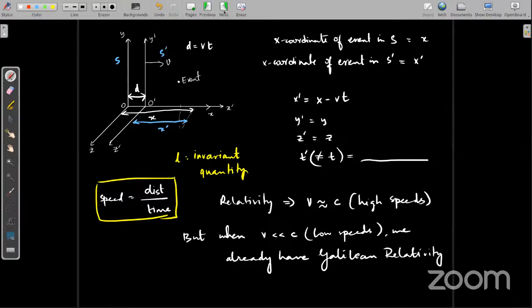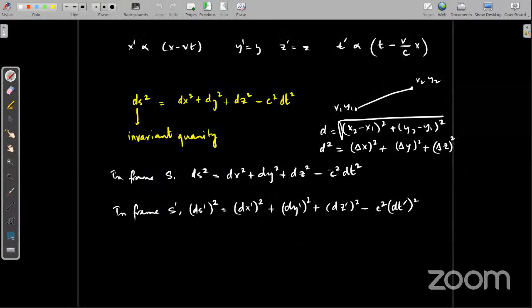You meant to say the d distance. This is nothing but a small change. Yeah, this is the change one. It's not the distance wala d. This comes from your calculus. This is like delta x, delta y, delta z, and delta t.